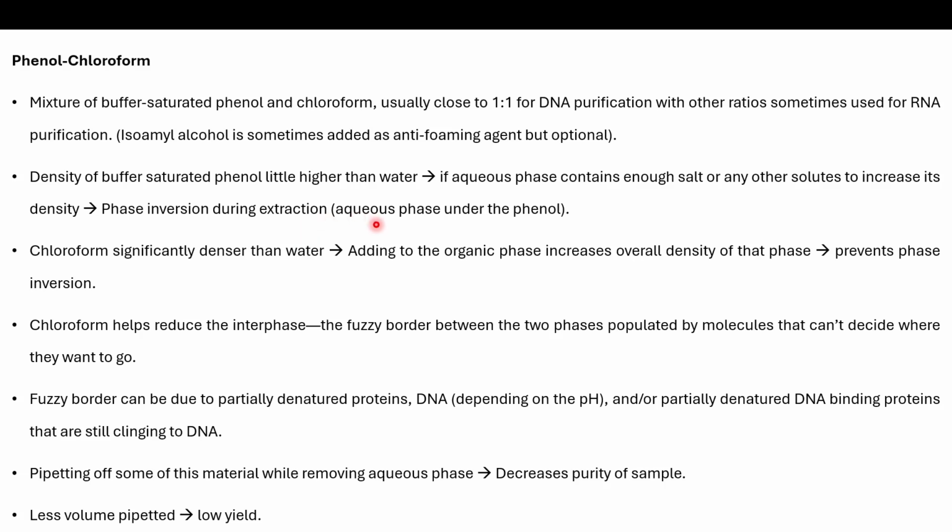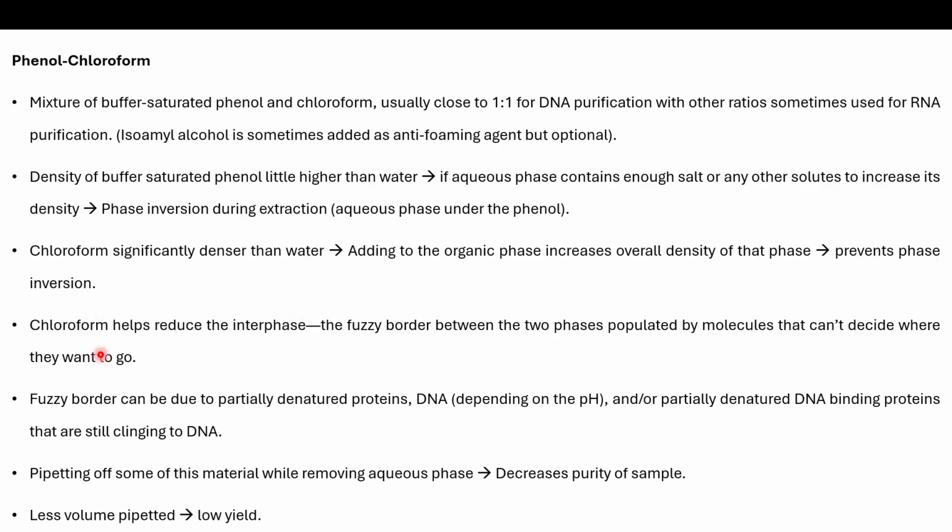Okay, so it's better to keep the aqueous phase at the top and the phenol phase at the bottom. For this to happen, chloroform is used, which is quite dense compared to water. As compared to water, it is significantly denser, so it keeps the phenol phase at the bottom. And chloroform is again an organic thing which helps to precipitate out the proteins, or helps to pull the proteins out of that DNA protein mixture. Okay. Now, chloroform adds to the organic phase and increases the overall density, thereby preventing phase inversion.